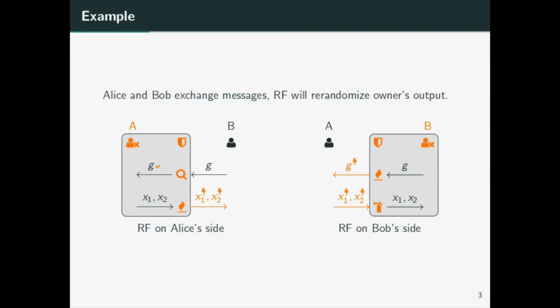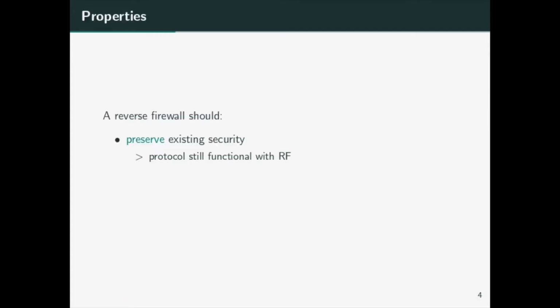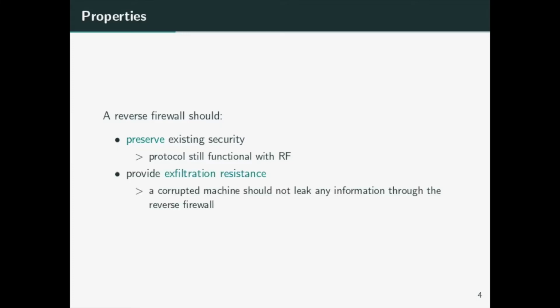Let us now dive a little bit deeper into the theory. A reverse firewall is meant to preserve what security exists, and of course this means that whatever protocol the reverse firewall is protecting should still work properly when a reverse firewall is present. And of course, the reverse firewall should provide exfiltration resistance, which is the formal notion that we presented before, meaning that a corrupted machine should not leak any information through the reverse firewall, which basically means that if the reverse firewall is present and active, well, it works.